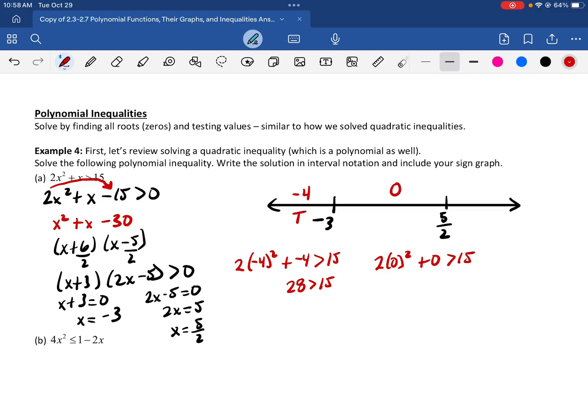We're going to see. So 0 squared is 0, times 2 is 0, plus 0 is 0. 0 is not greater than 15, so this one is false.